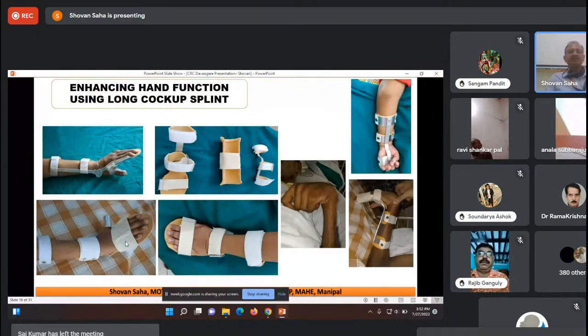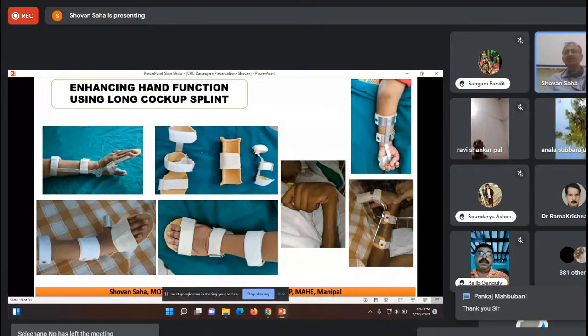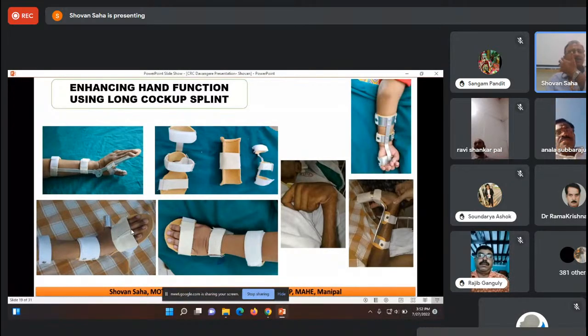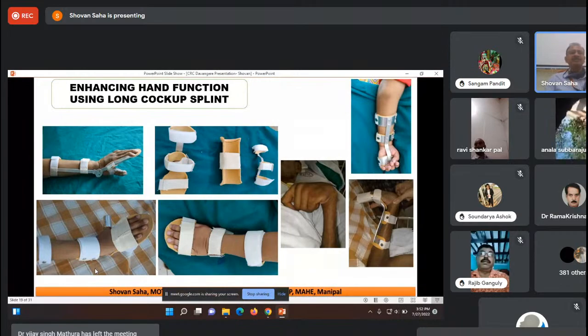So you can see here the different splints. You can have a hand which is so spastic, and you can see a cock-up splint given like this. Then someday it will come like this. So it's a very big journey from a completely extended wrist, finger, thumb abduction to a hand where everything is flexed. This is a long journey from here to here, and there are several steps of splinting that happen in between.